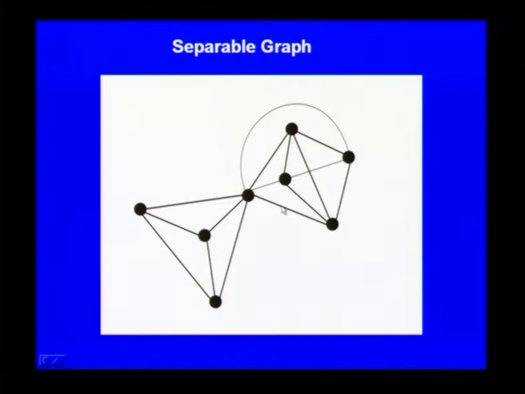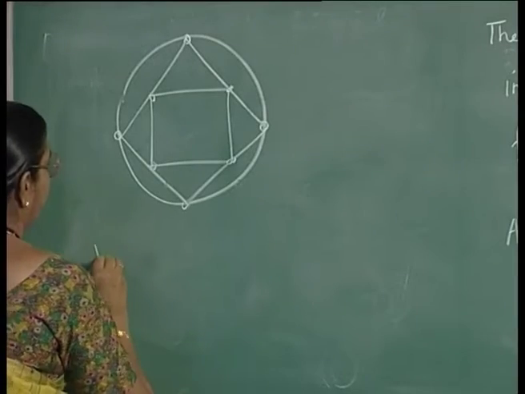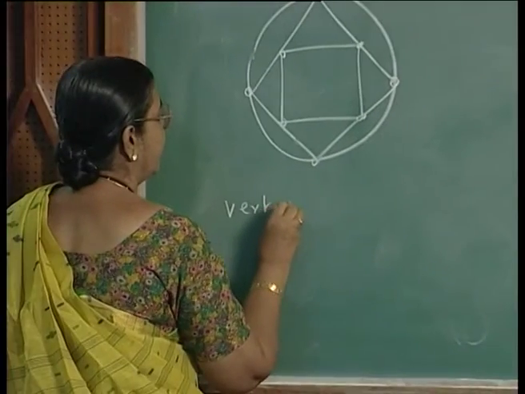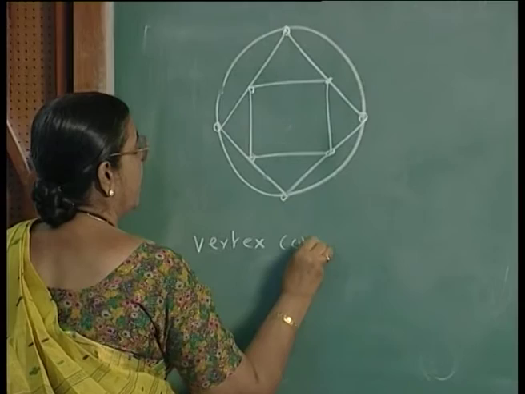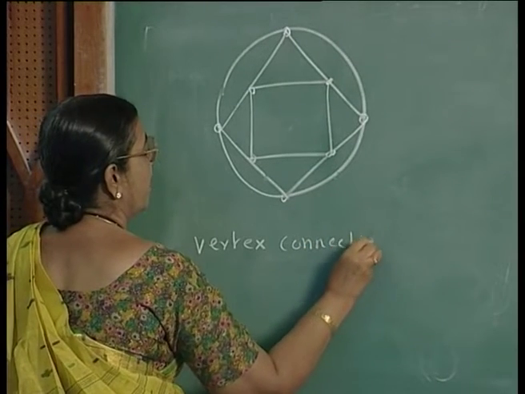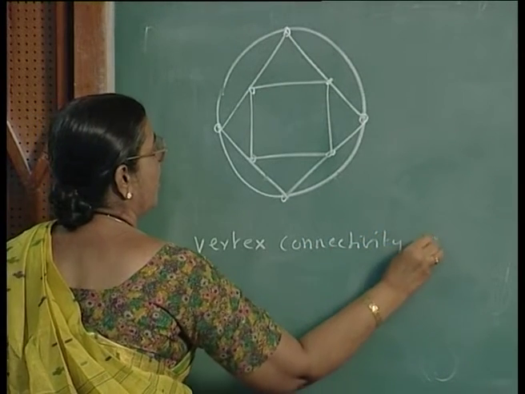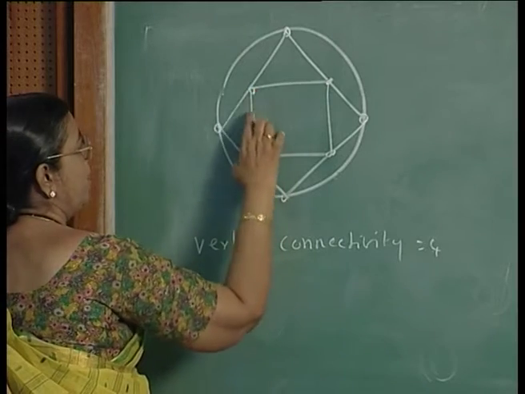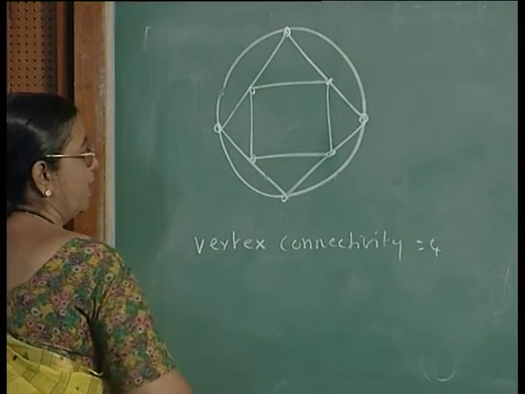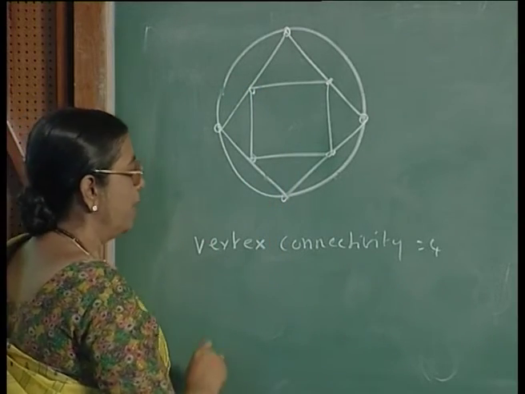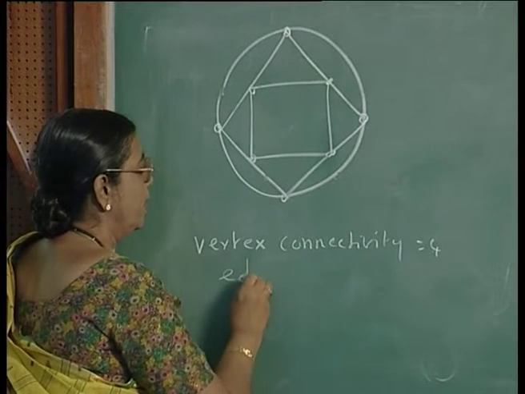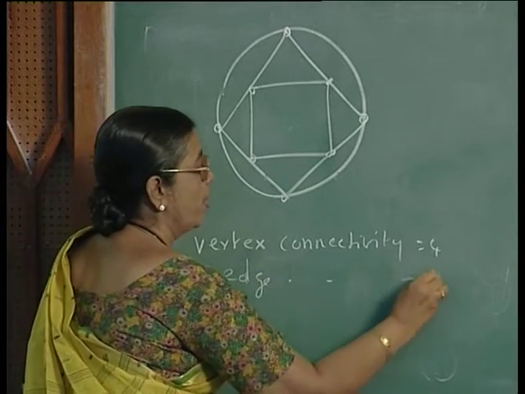Now, this also has similar structure, 8 nodes, but you see that the vertex connectivity here is 4. If you remove any 3 of them, still the graph will be connected. Similarly, edge connectivity also here is 4.